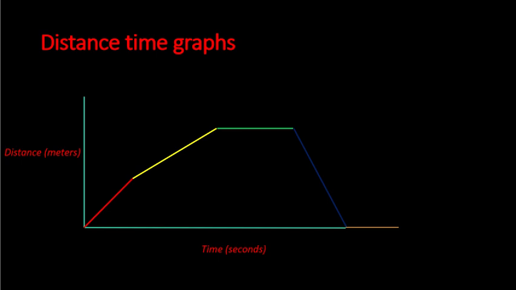So the runner's gone from increasing their speed a lot with the red and then slowly increasing their speed with the yellow until at the green they're then at a constant speed. And then once they get to the blue line, it's a decrease in speed very rapidly, and then the small orange line at the bottom would mean that they're stationary as they're covering no distance in that time.